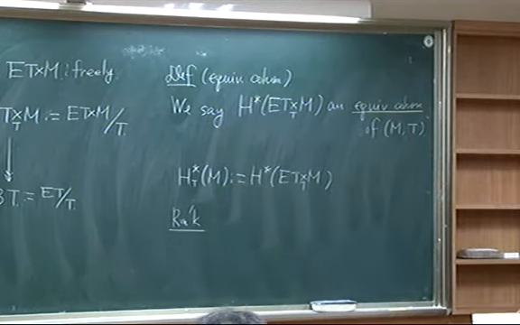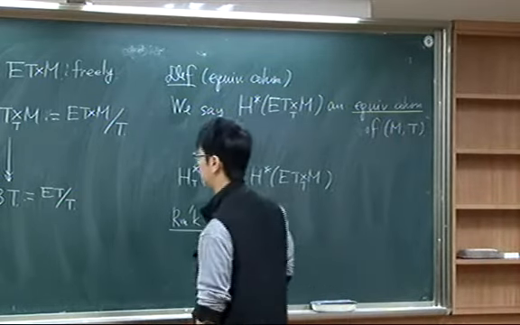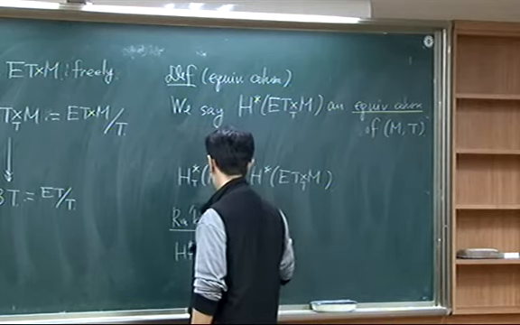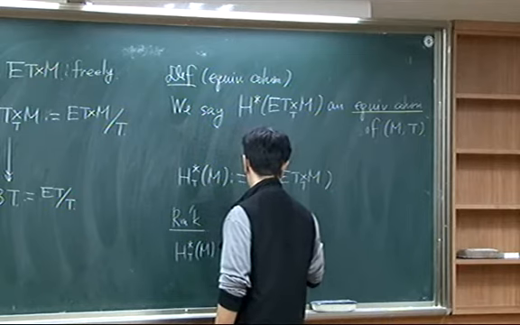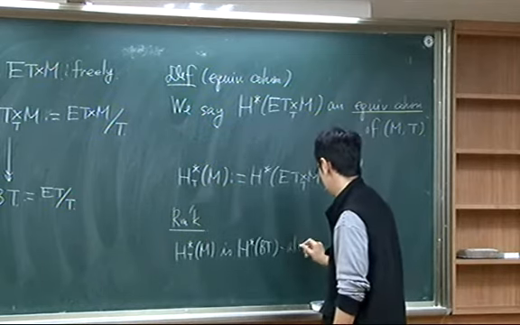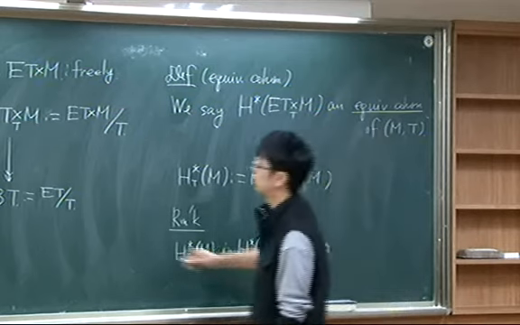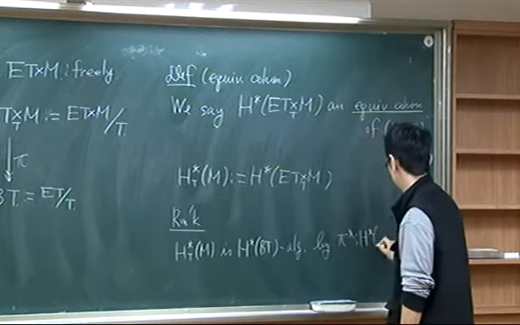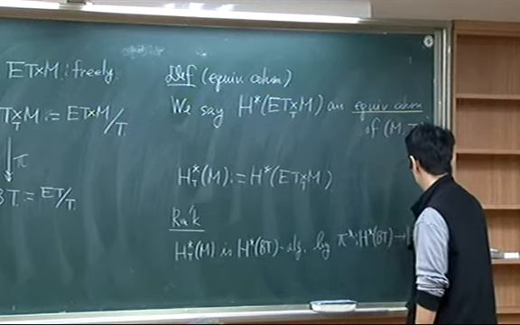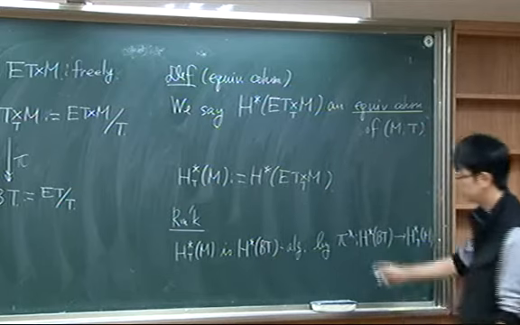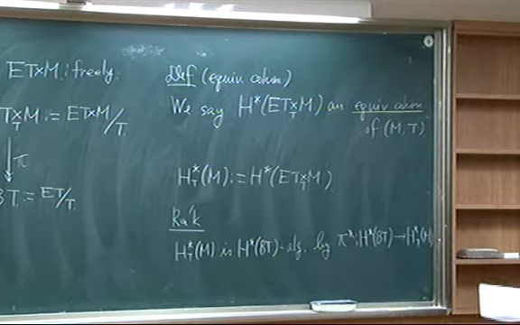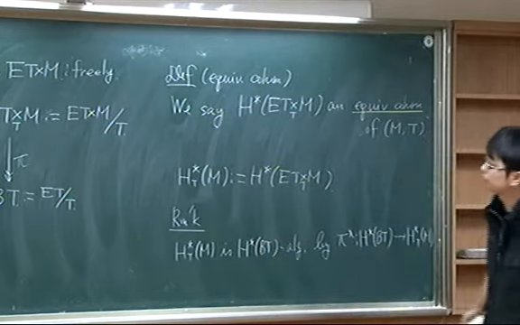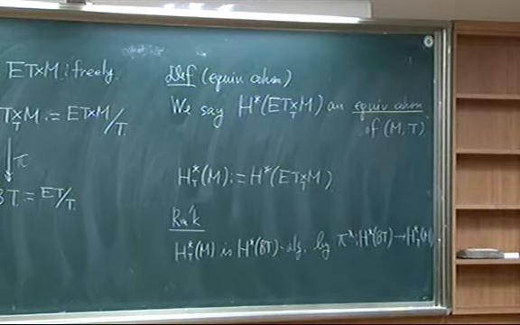Now remark. This H_T star M is not only a ring structure, but also has an H star BT algebra structure from this fiber bundle structure. We denote this projection as pi. Then we take its induced homomorphism. Then we have this map. So from this map, we can regard H_T star M as an H star BT algebra. So that's an explanation of equivariant cohomology.